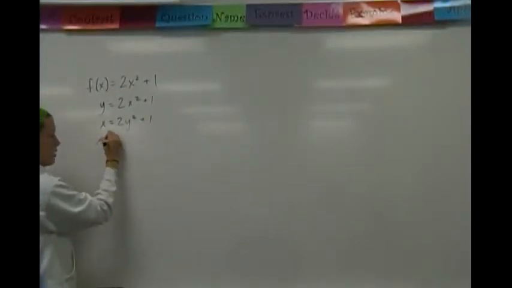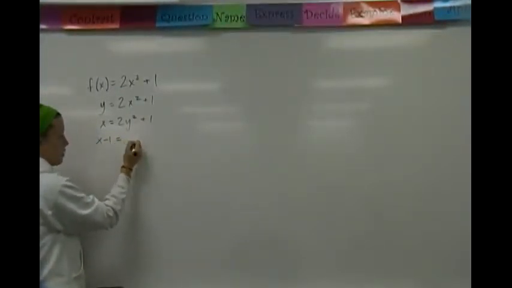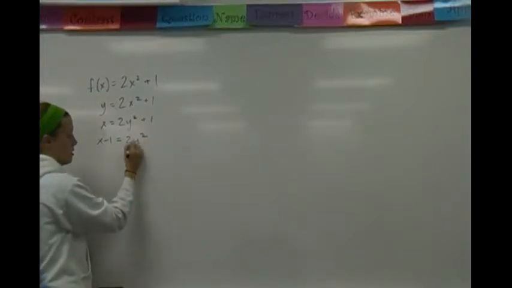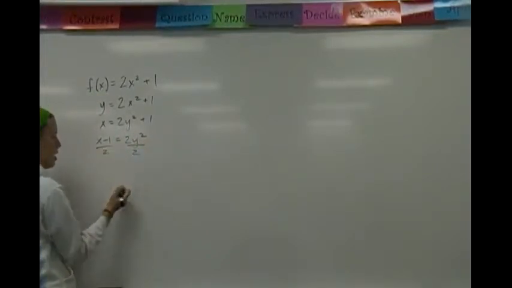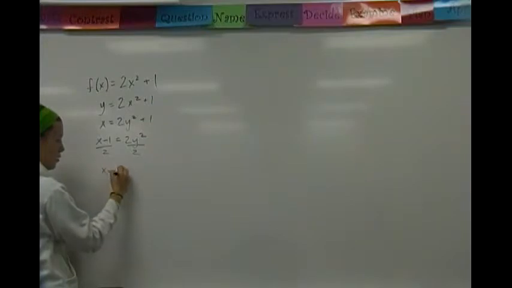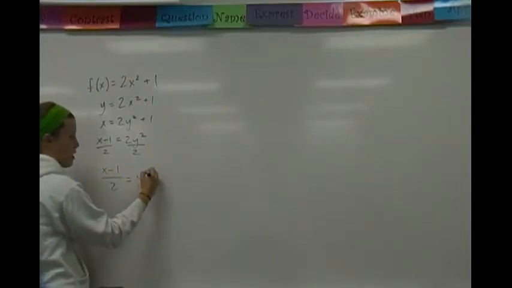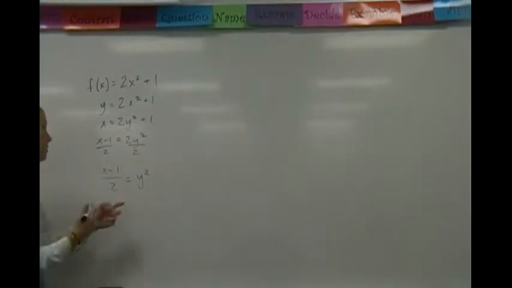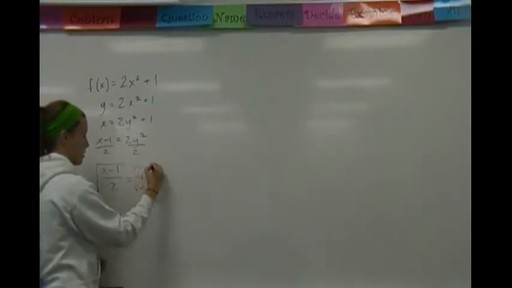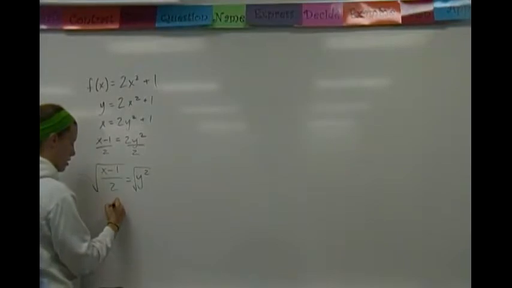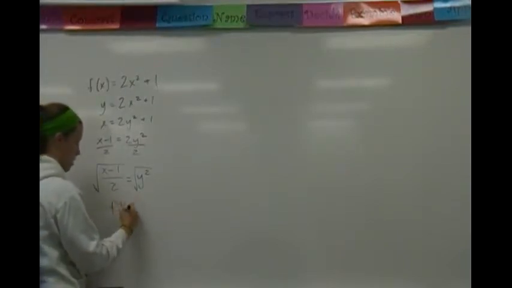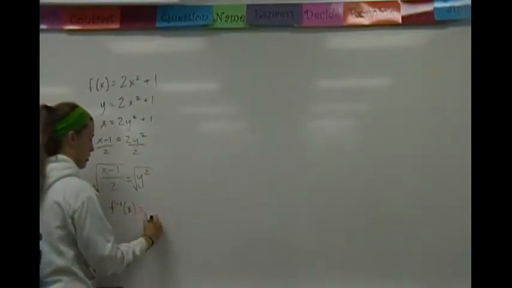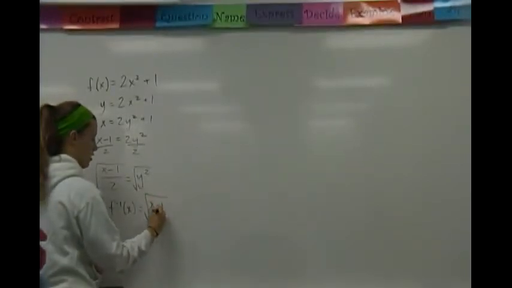So I'll subtract 1, x minus 1 gives me 2y squared, divide by 2, and I get x minus 1 over 2 is equal to y squared. Finally, I need to get y by itself, so the inverse of squaring something is square rooting something. So I square root both, and I get the f inverse of x is equal to the square root of x minus 1 over 2.